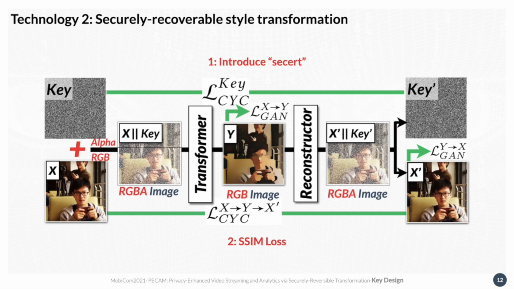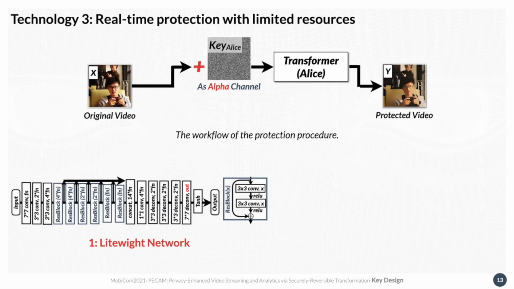In this technology, we also use the visual similarity loss to improve the network training performance. The SSIM loss will make the reconstructed video and the original video in a high degree of visual consistency. Compared with the pixel-level measure L1 norm, the visual similarity loss function can provide a better reconstruction effect in our scenario. The third technology is proposed to realize real-time protection at the front end with limited computing resources.